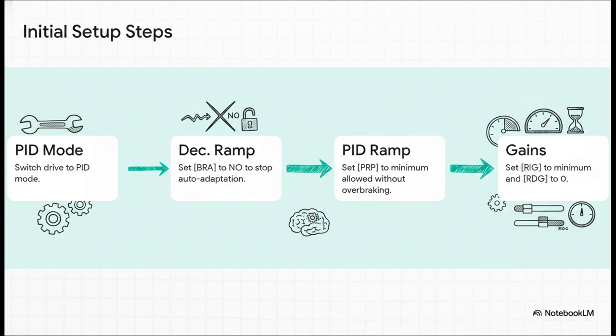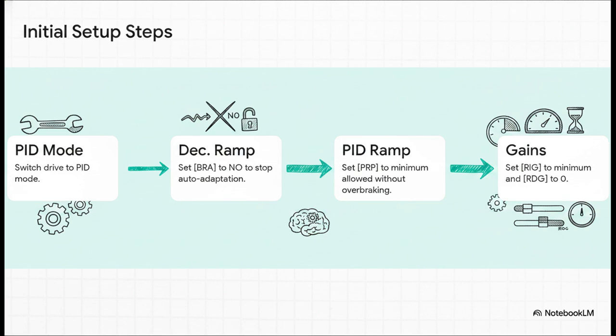Step 1. Switch the drive into PID mode using that PIF parameter. Step 2, and honestly, this is a massive pro tip, right out of the manual. You need to set the deceleration ramp adaptation parameter, code BRA, to no. You absolutely have to stop the drive's built-in auto-adapting ramp logic from fighting with your brand new PID logic.